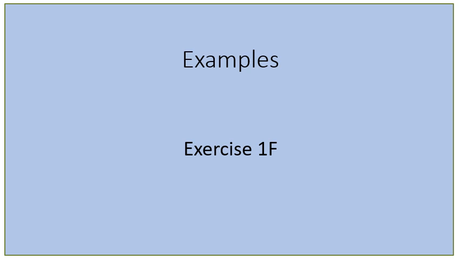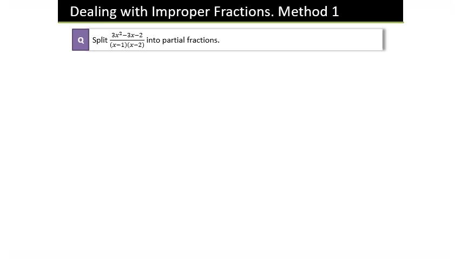Today we're going to bring together the last two lessons that we've done, looking at partial fractions and looking at writing top-heavy algebraic fractions as mixed fractions. There's two methods you can use for this. The first one is to do an algebraic long division. The second method is to equate coefficients. We'll look at method 1 to begin with, which is going to be our algebraic long division.